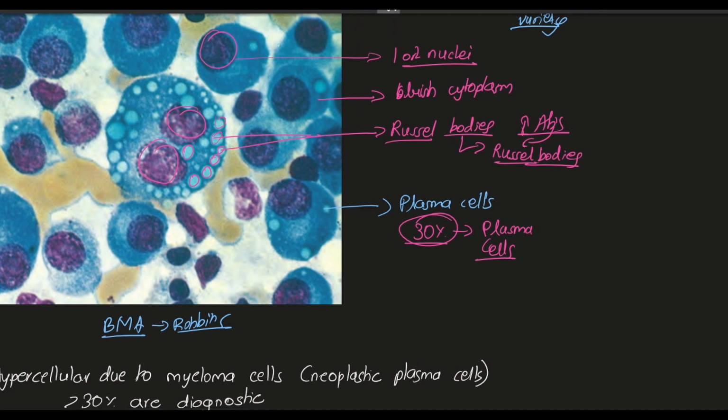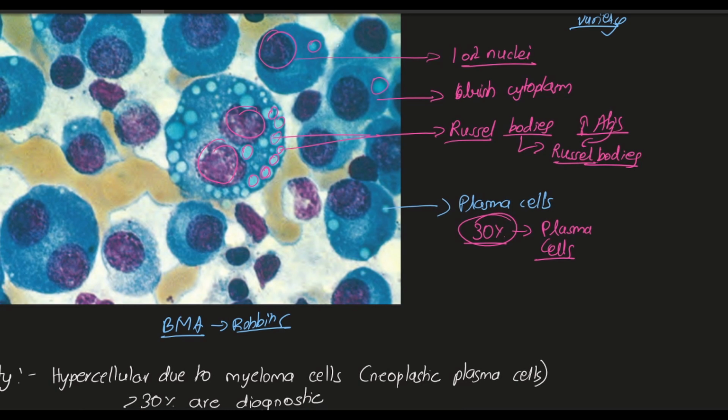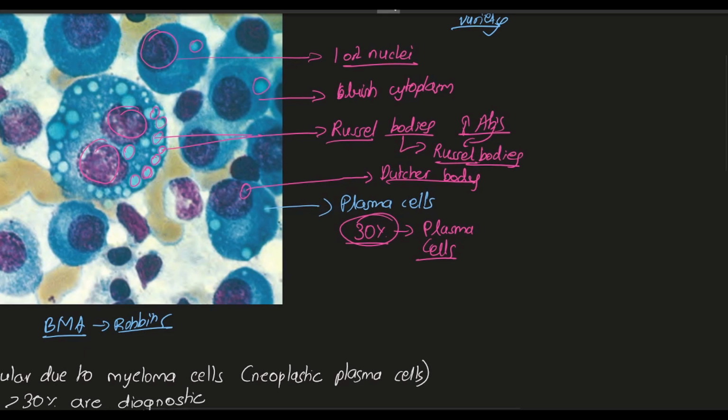Russell bodies are present in the cytoplasm. You can observe that all these Russell bodies are present in the cytoplasm. If these type of droplets are present in a nucleus, then it is called a Dutcher body. So if it is in the cytoplasm, then Russell. If it is in the nucleus, then Dutcher.